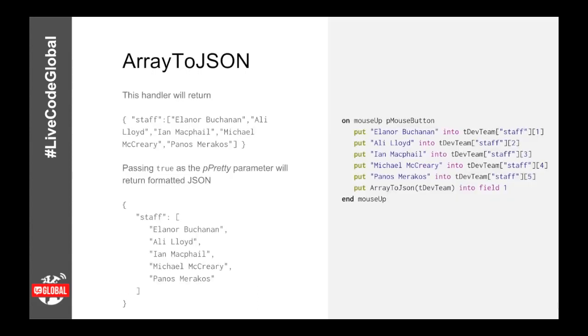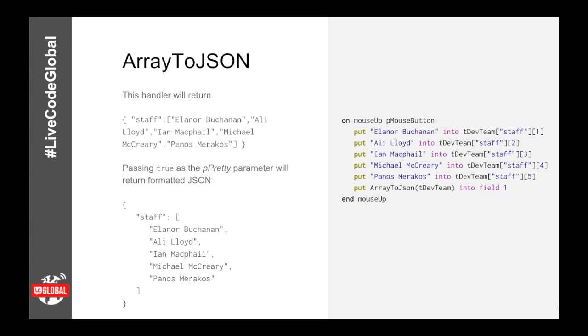Okay, so having a look at array to JSON. Here we have our simple staff array with the names of the members of the development team. If we want to convert that to JSON, what we do is we build our array, and then at the end we just put array to JSON, and then we pass the dev team array into field 1. And if we pass it the pretty parameter, if we set that to be true, then that will come out nicely formatted on different lines and indented. That makes it a bit more readable.